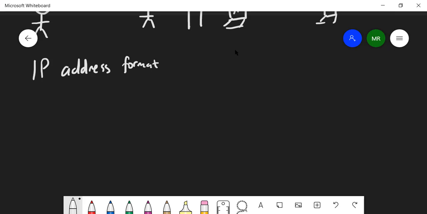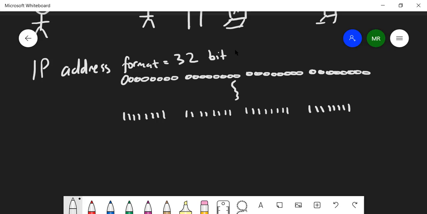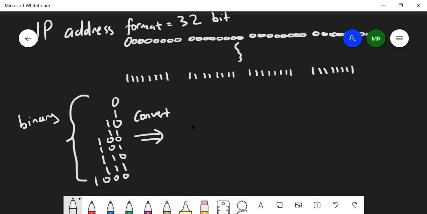Now, let's get into it. An IP address is 32 bits in size. So in binary, which consists of 0 and 1, it starts with all 32 digits being 0, up to all 32 digits being 1. Now, how do we convert binary to decimal? We convert 0101 into decimal, like 1, 2, 3, 4, 5 format.